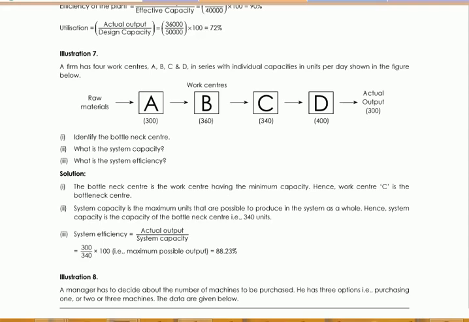I have told you already the meaning of system capacity. System capacity is nothing but the capacity which is able to produce on a whole basis. On a whole basis simply means the maximum we can produce. We cannot produce a single unit more than this. It is the simple meaning of whole. So here the system capacity will also be 300 units.